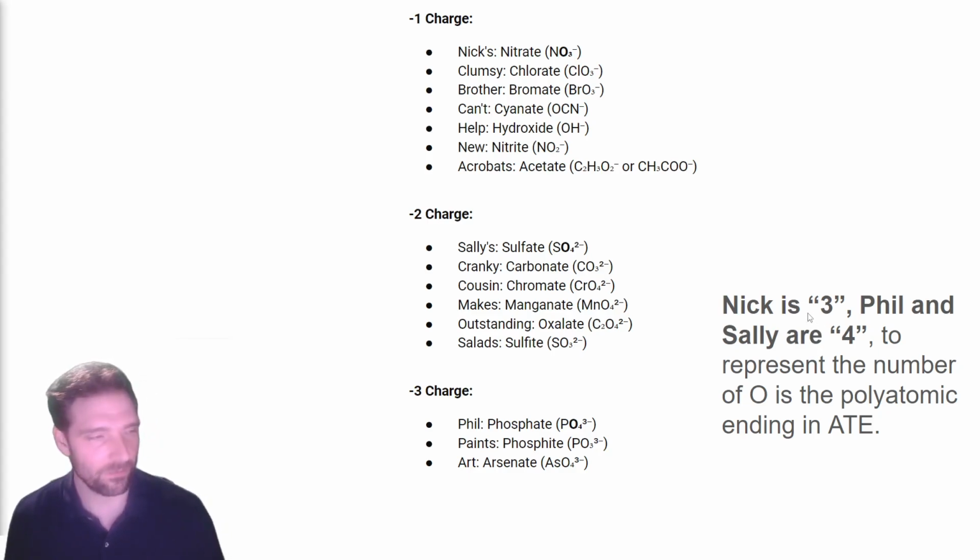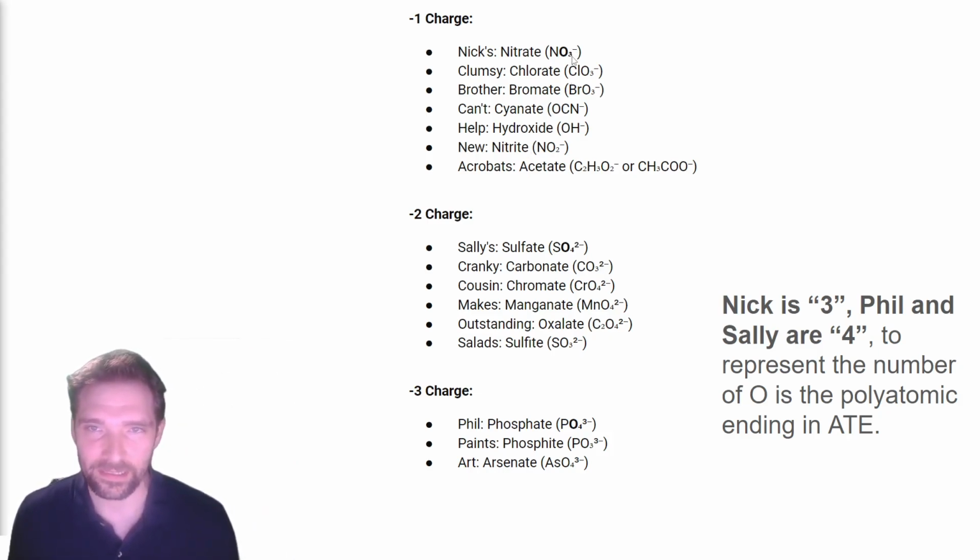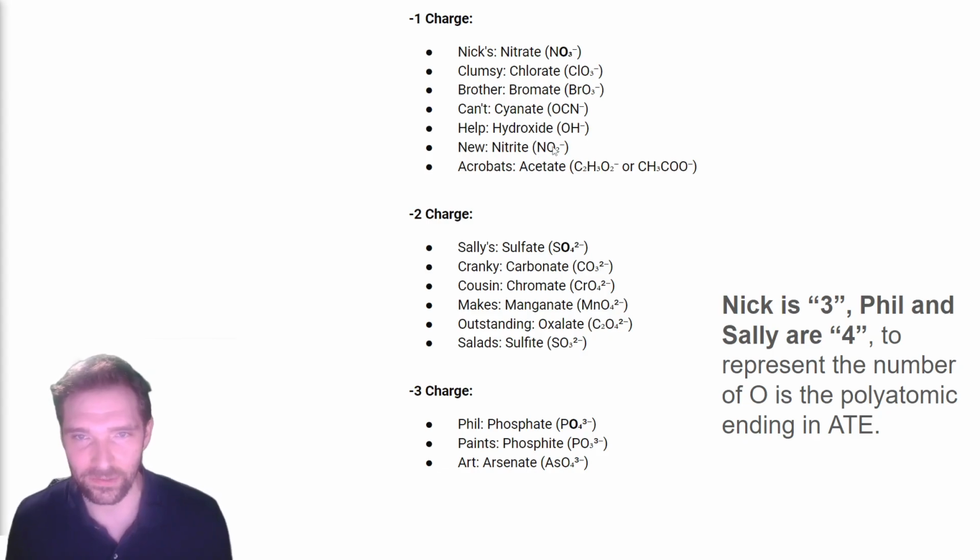But if you can think of Nick as a 3-year-old and Phil and Sally as 4-year-olds, that will help you remember the number of oxygens on the ate polyatomic ion. And then the ite is just one less than that. So you can see NO3, that's Nick's 3, and then nitrite is one less than that. So it's a little bit less.